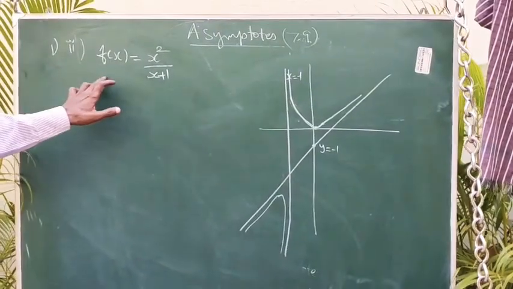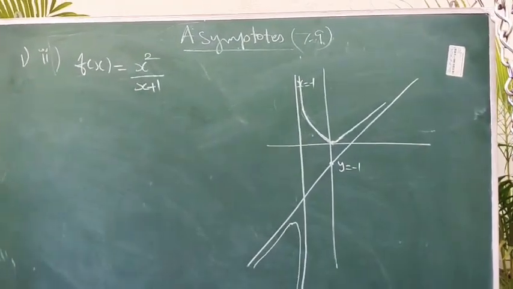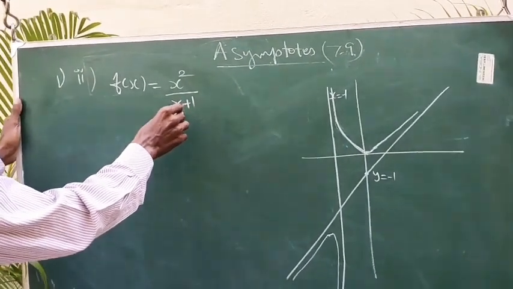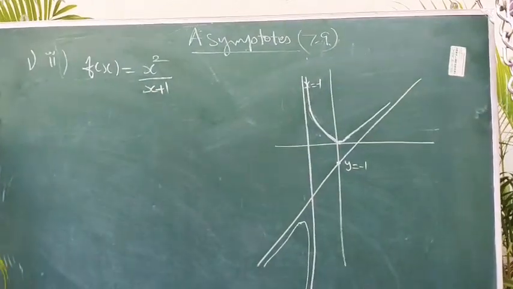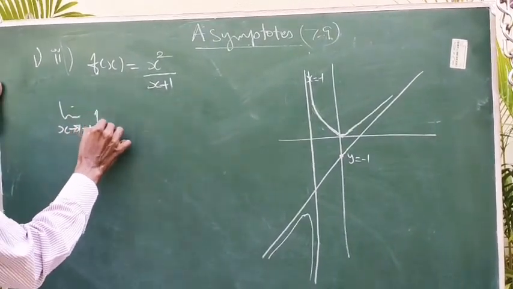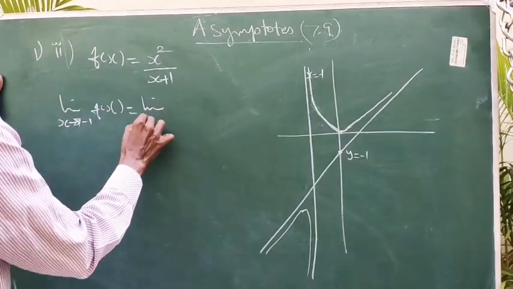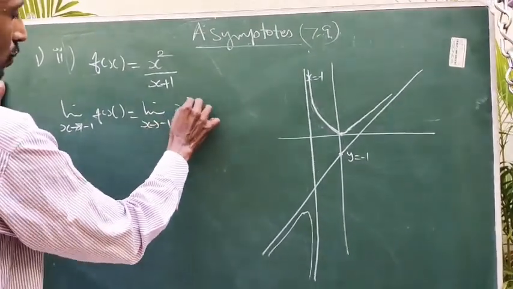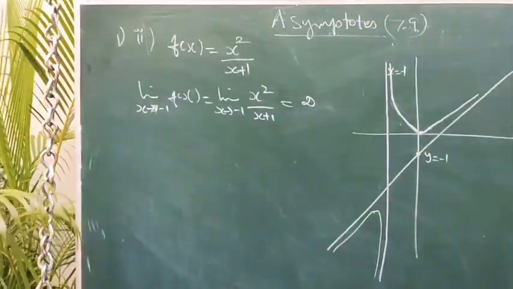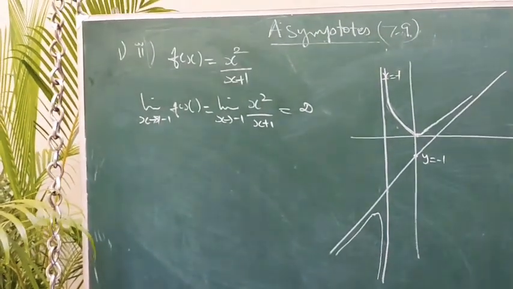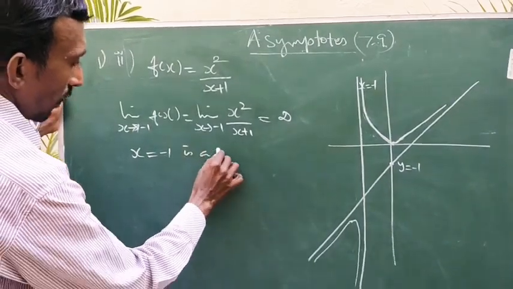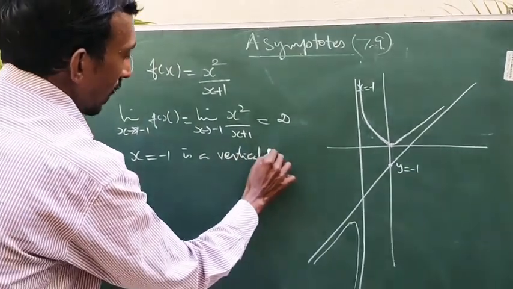So second subdivision, f of x is given as x square by x plus 1. If you put x equal to minus 1, the denominator becomes 0, it becomes infinity, y becomes infinity. So apply limit x tends to minus 1, f of x equal to limit x tends to minus 1, x square by x plus 1, which becomes 1 by 0, again infinity. So what we are getting, x equal to minus 1 is a vertical asymptote.